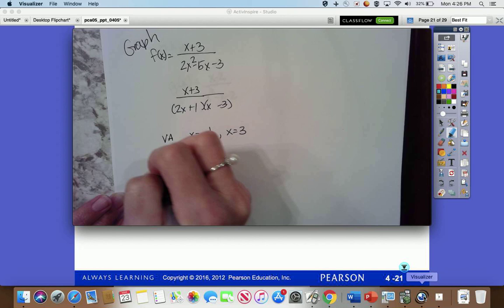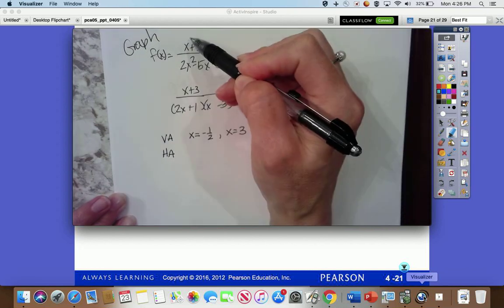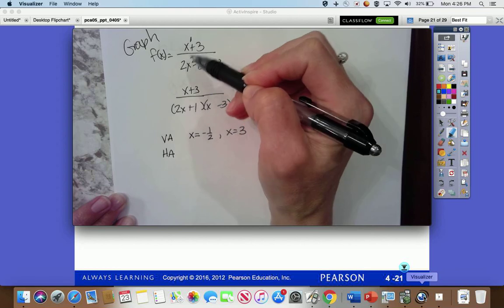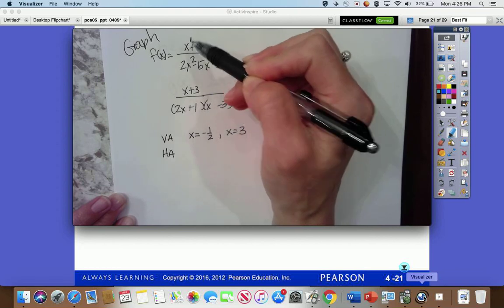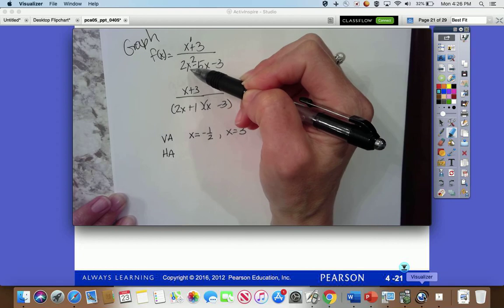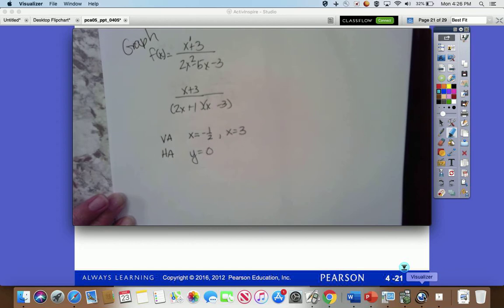Now we look at our horizontal asymptote. The degree of the numerator is an understood 1. The degree of the denominator is 2. Since the degree of the numerator is less than the degree of the denominator, 1 is less than 2, our horizontal asymptote is y equals 0.